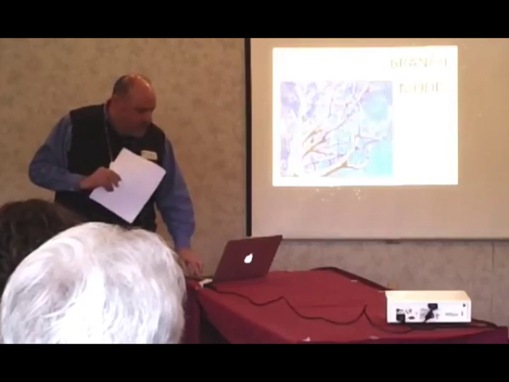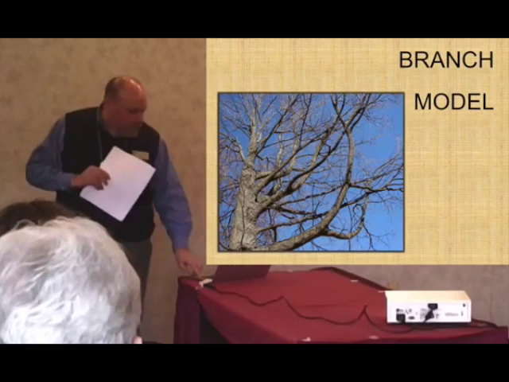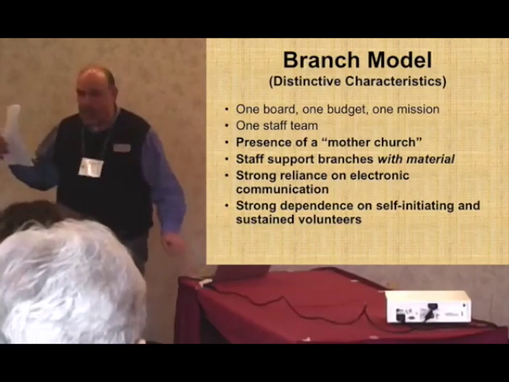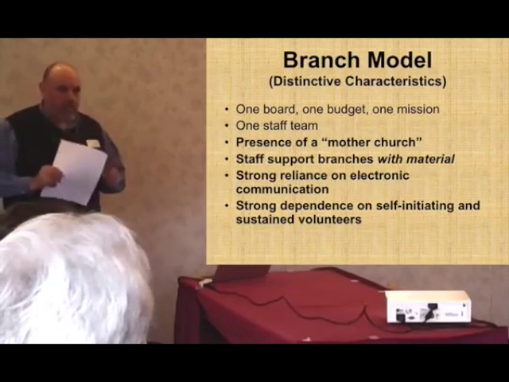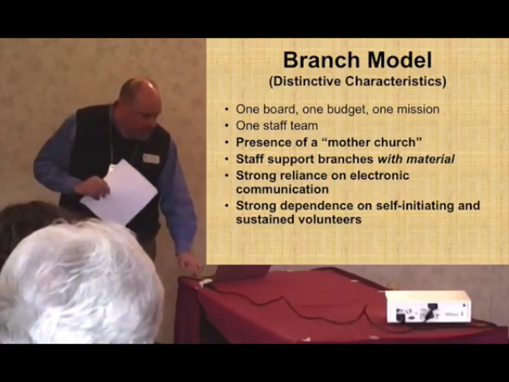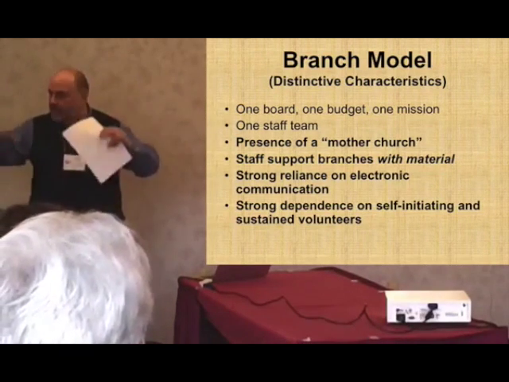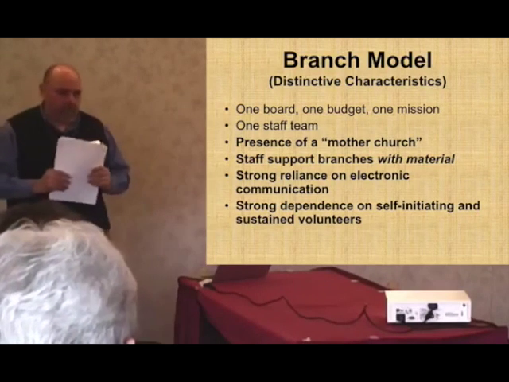So there are 4 models. The first one is the branch model. The distinctive characteristics, as Scott talked earlier, most of these have one board, one budget, one mission, and one staff team, so it's shared resources. In a branch model, there's a mother church, the big church that gives birth to little baby churches.